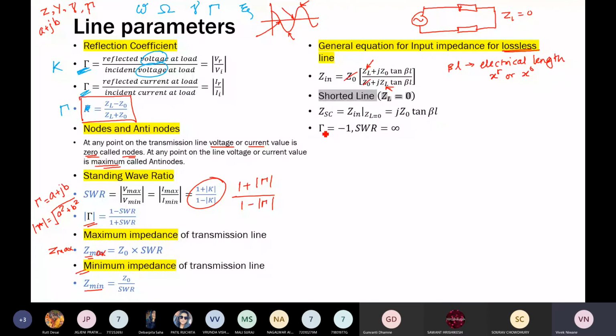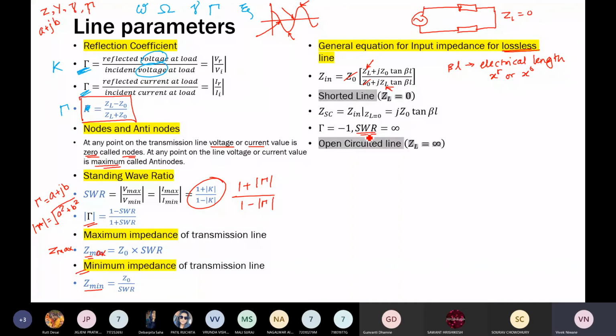Here we will get gamma, the reflection coefficient, equal to minus 1 and SWR equal to infinity. There is going to be a lot of problem in your transmission line, because we have a standing wave ratio of infinity. We have lots of power mix-up between the generator side and the load side.